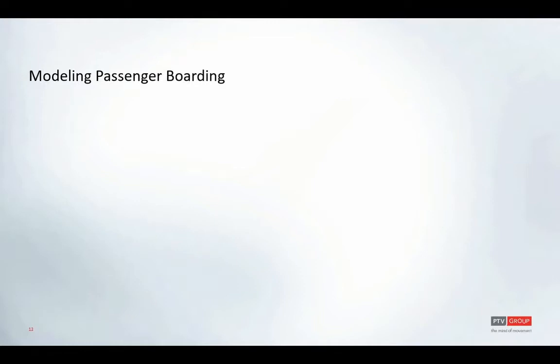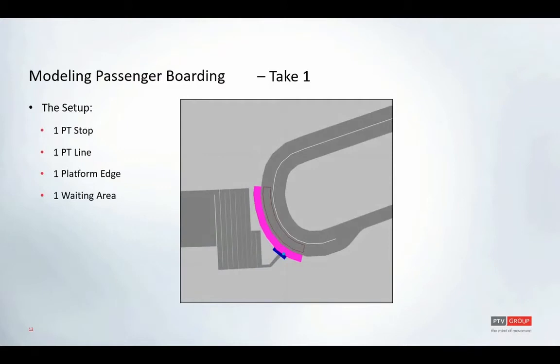Okay, so moving on to boarding. First take here, so our first trial. Great thing about simulation is that you can try a bunch of different things if something doesn't work out. So in this case, I just started off doing the same thing as the alighting scenario. Having a single PT stop here that will allow 3 vehicles to park, and then having that platform edge for the pedestrians, and then also a waiting area for them as well.